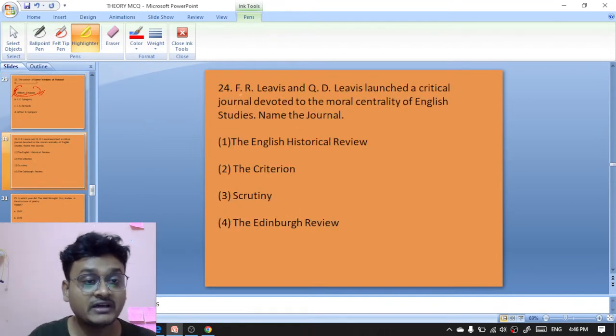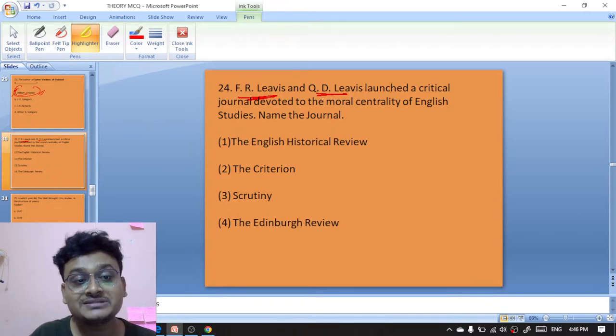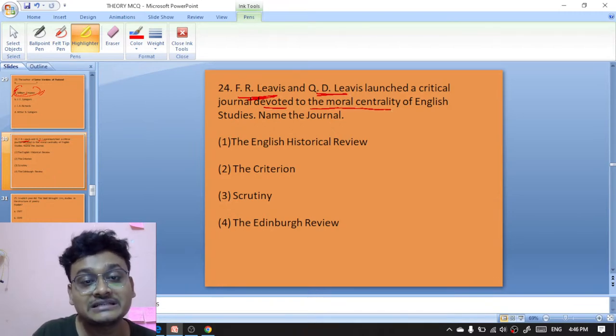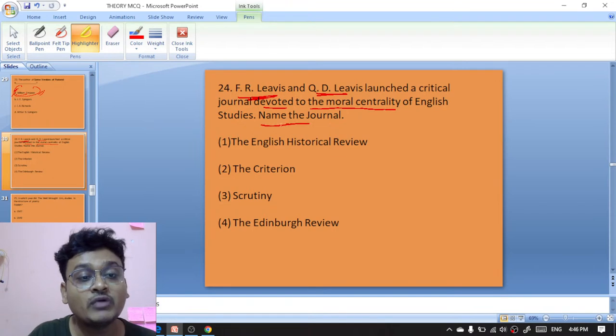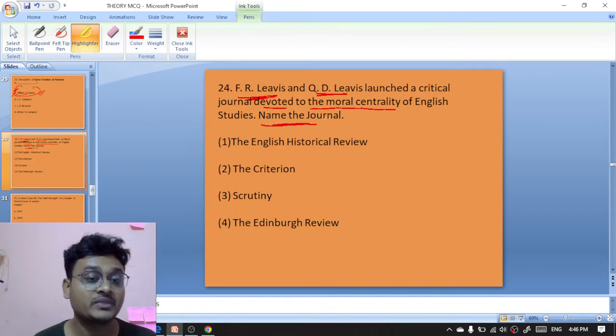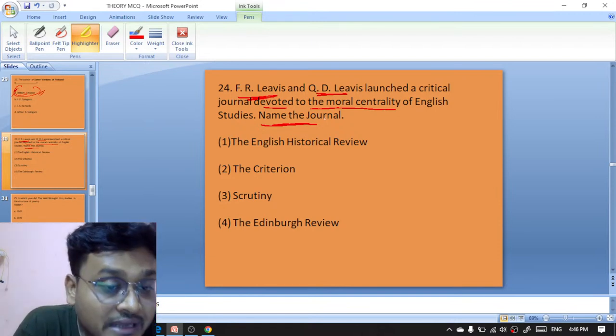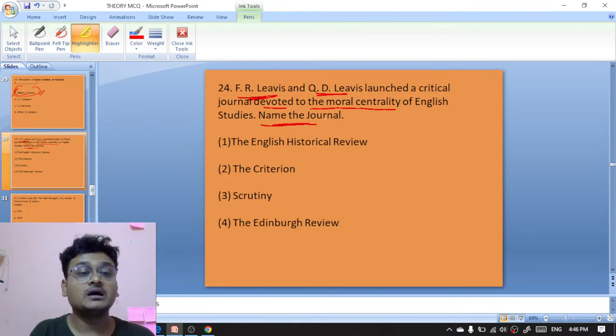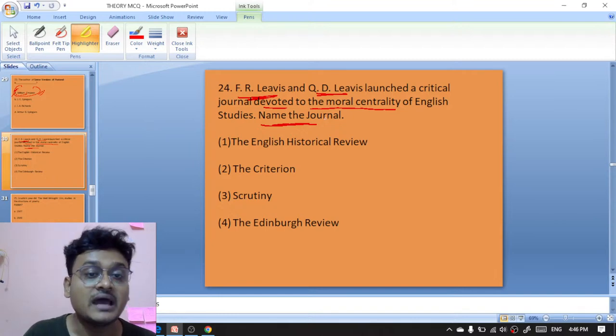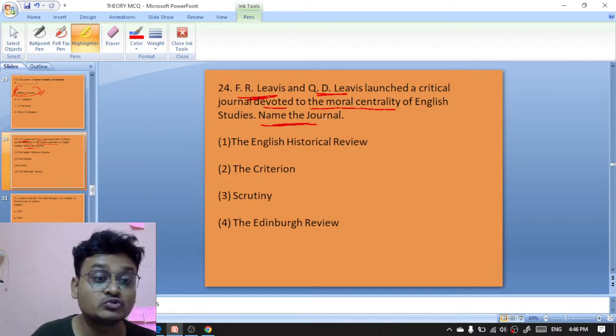Next question. F. R. Leavis and Q. D. Leavis launched a critical journal devoted to the moral centrality of English studies. Name the journal. The English Historical Review, the Criterion, Scrutiny, or Edinburgh Review. So F. R. Leavis and Q. D. Leavis launched Scrutiny. So here 3 is the right option.